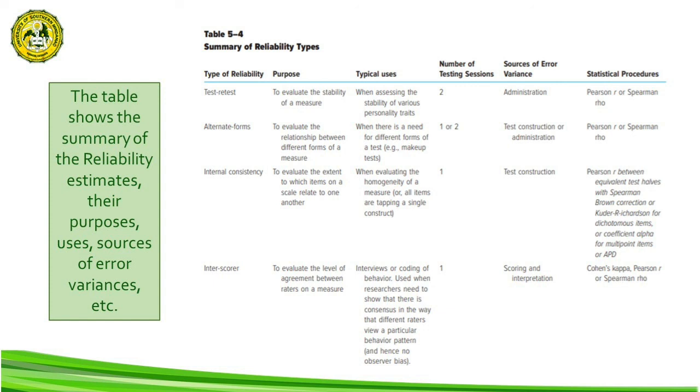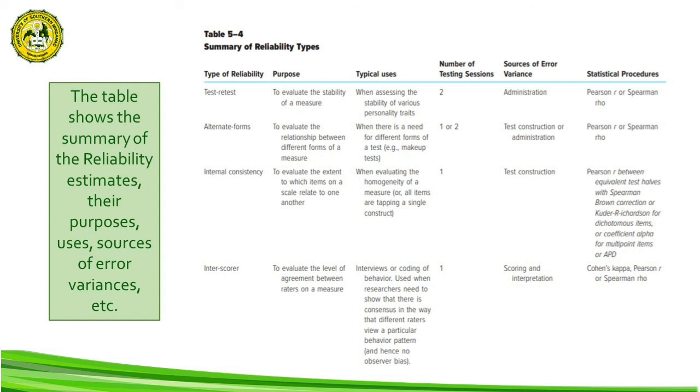Ang next is the alternate forms. So, the alternate forms, its purpose is to evaluate the relationship between different forms of a measure. And then, the typical use is when there is a need for different forms of a test. For example, yung sa makeup tests. The number of testing sessions can be 1 or 2. And the sources of error variance on which the reliability is focused on is the test construction or administration. And the same as the first one, sa test retest, yung statistical procedures na pwedeng gamitin ay Pearson R or Spearman-Rao.